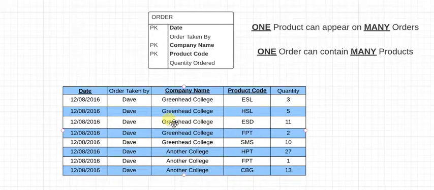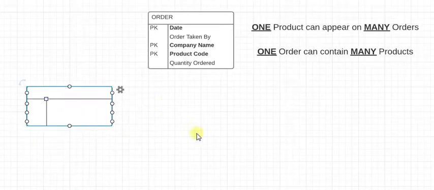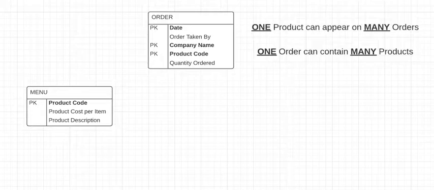So what we actually want to do is to only have one place where we record the date, the order taken by, the company name, but then somehow we need to relate that to another entity which has got all the product codes in it for that particular order. So let's just separate them out. Okay, so I'm just going to move that over here, and here's my menu. Okay, this comes back, there we go.